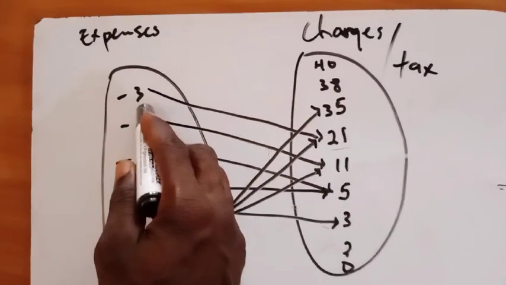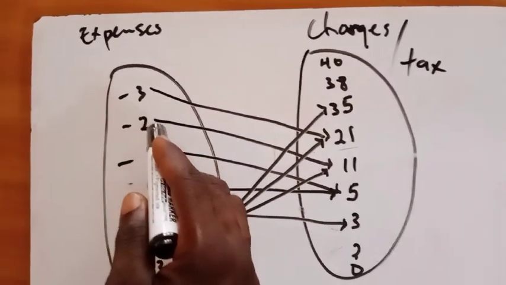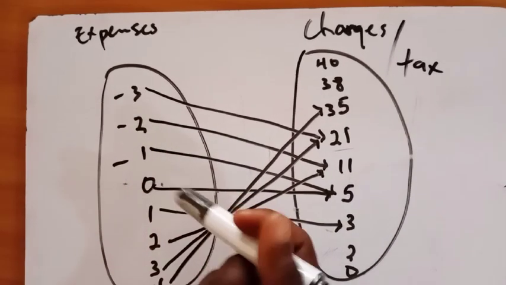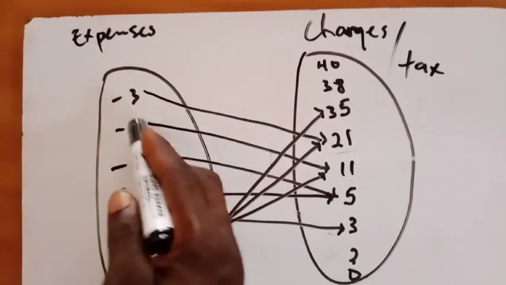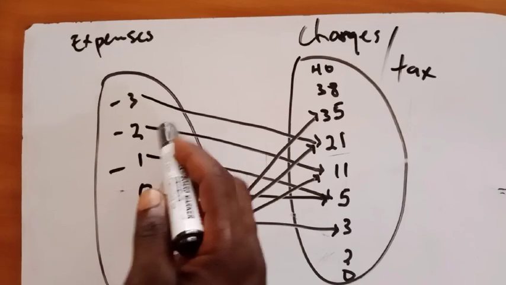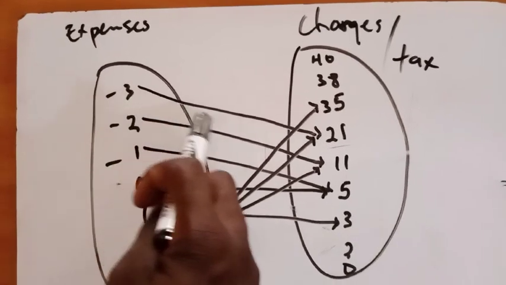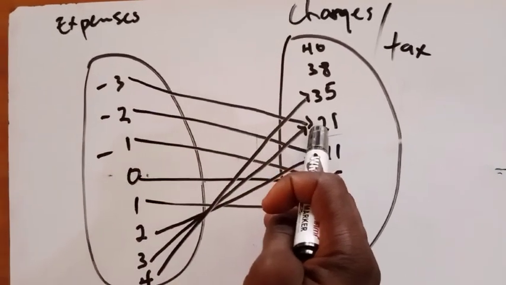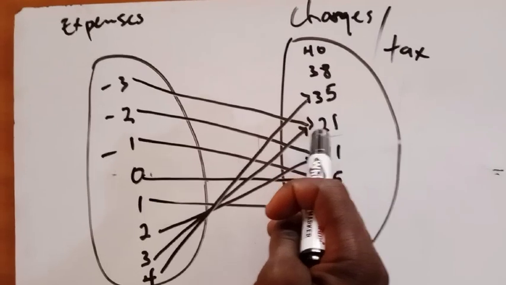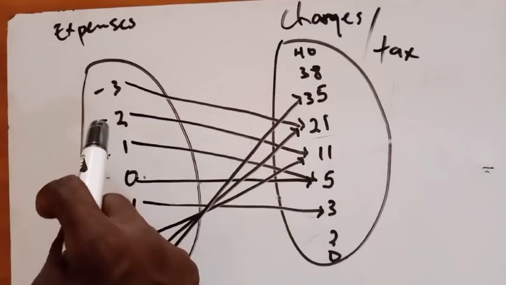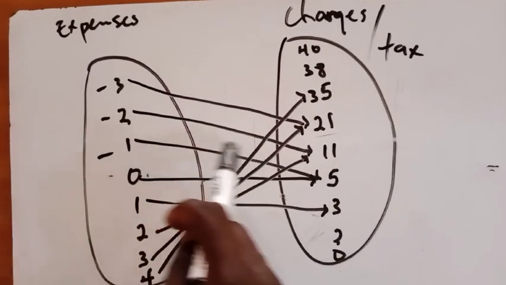So this -3 means that you spend $3 or £3 on credit. That's the meaning of the negative here. So what will be the charges in the long run? Look at the arrow here. The charge here is going to be 21. So what about -2?